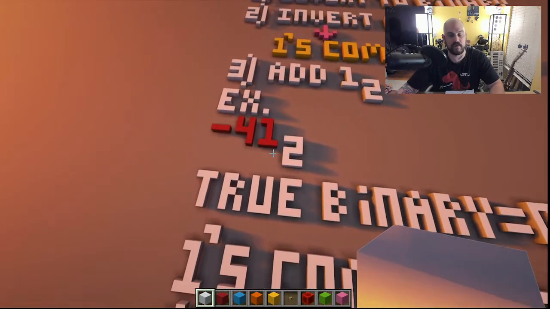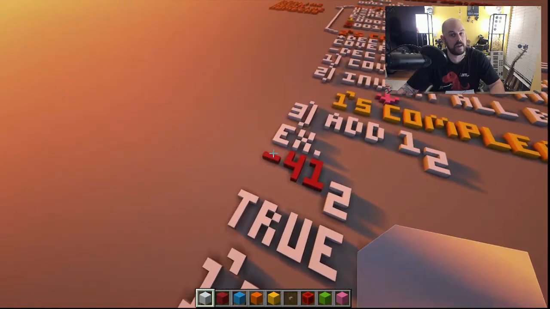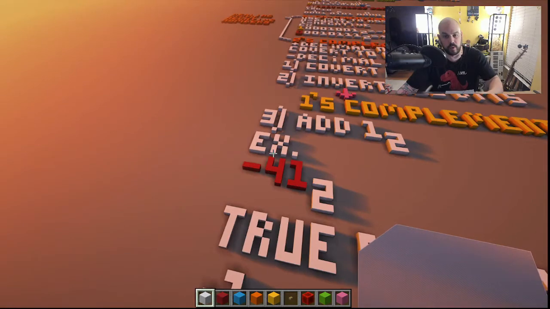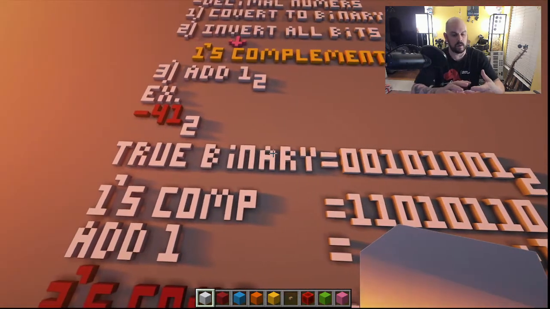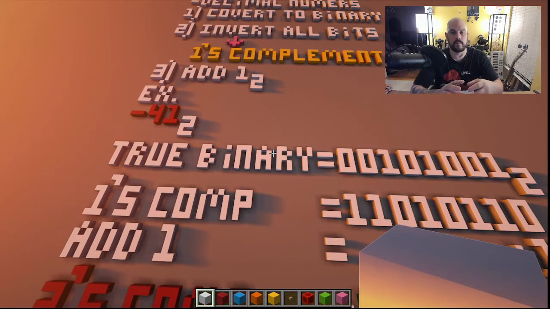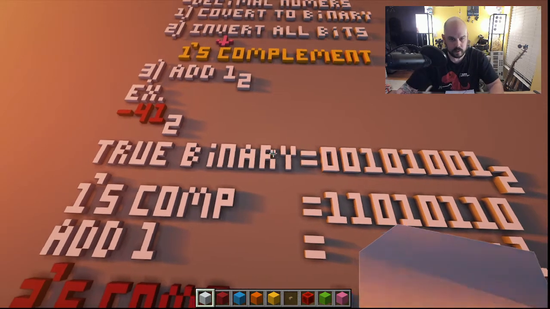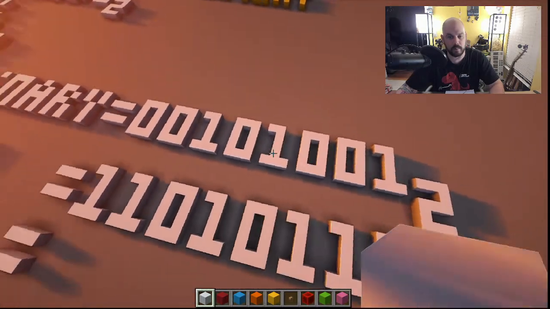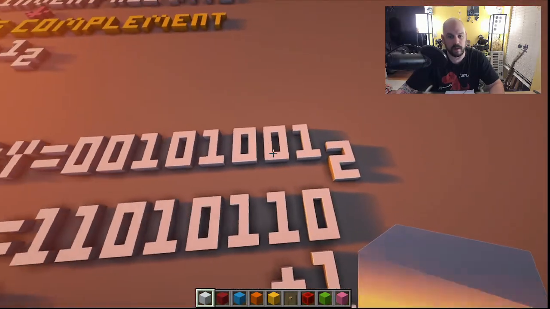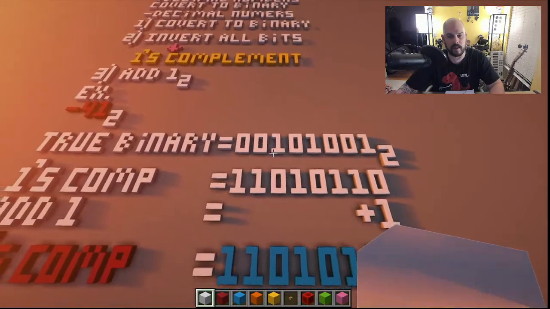So say we've got negative 41 in decimal. We know this is going to be a negative number, so we have to go through those 3 steps I just listed. First, the true binary. If you have a positive decimal number, the binary that you get is called the true binary. The same step still holds true for the first step of negative decimal numbers. So 41 in binary: right here you've got 32 plus 8 makes 40, plus 1 makes 41. Hey, look at me, I did math, yay.